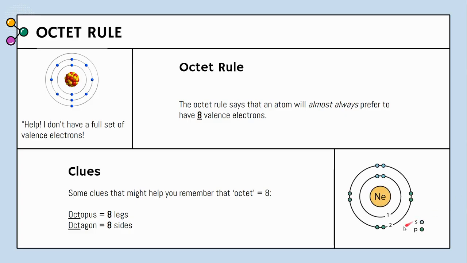And if we look at, say, any noble gas outside of helium, we'll notice that those atoms have 8 valence electrons in their outermost shell, and that's why they're so stable and non-reactive.